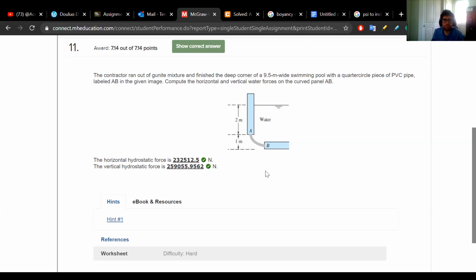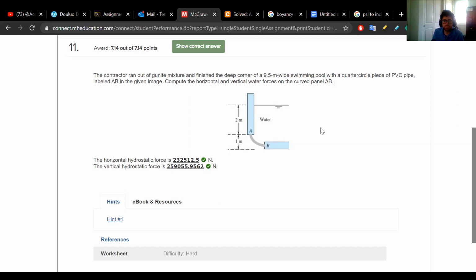Wait, let me think. Here we go. So when you compute the hydrostatic forces on the curved panel, you split them. What heights are you supposed to use? I remember last time when we were doing the equation, we found the centroid of the body of water. Remember? Yes. So do we do the same thing here? Yeah. So this water is, well, it's 3 meters long and then 9.5.